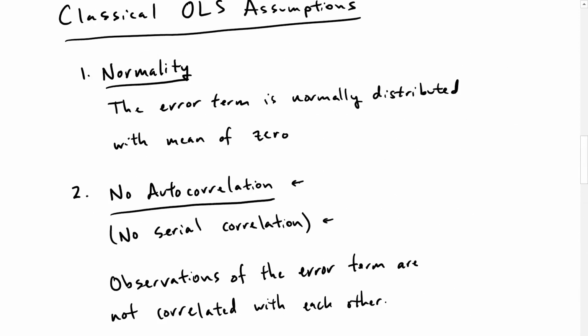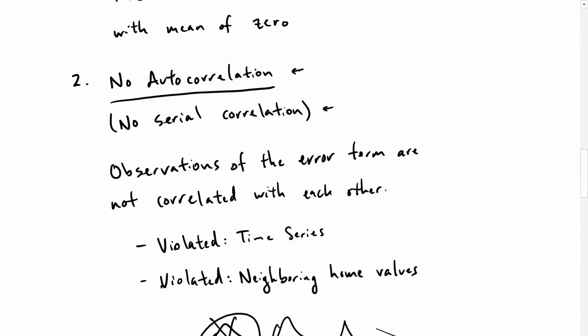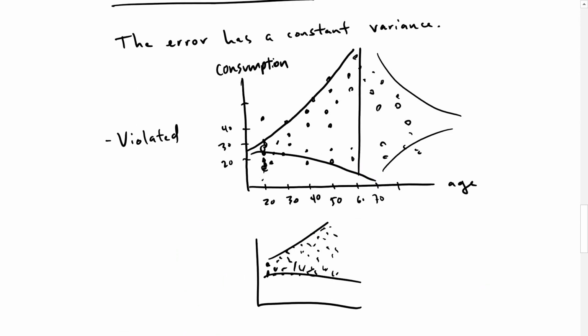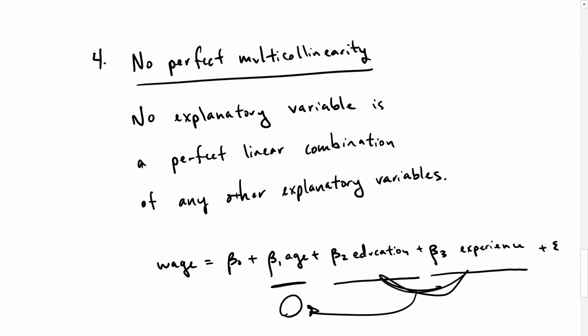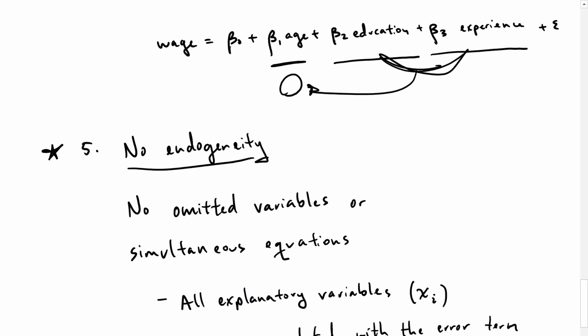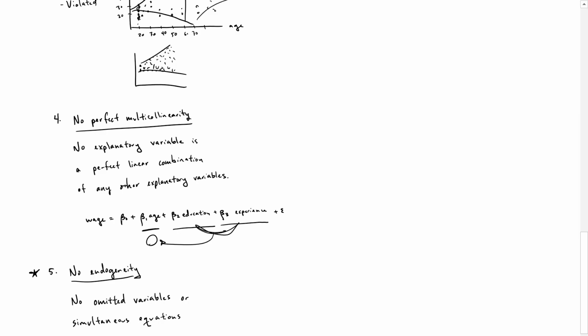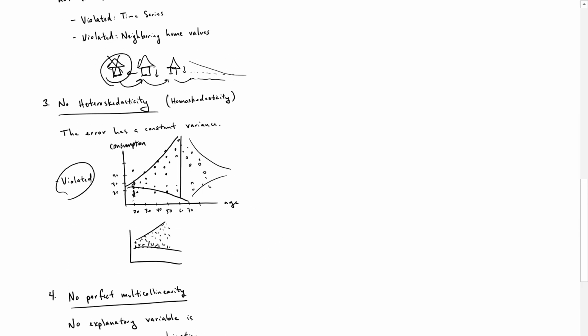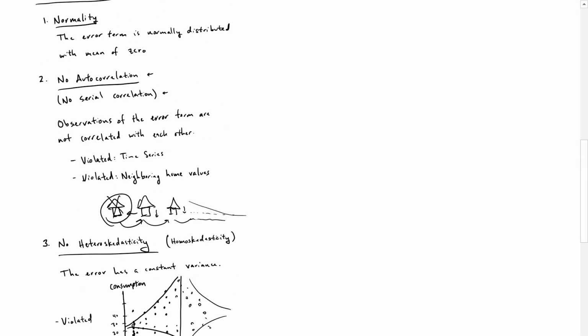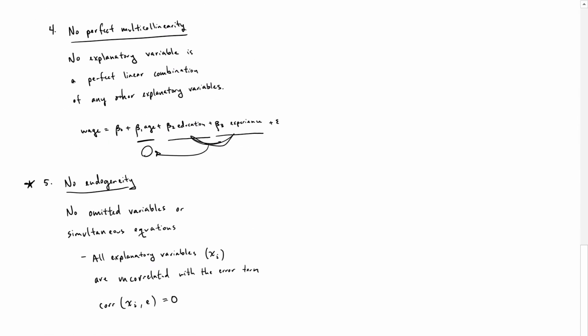But here are the 5 assumptions: normality, no autocorrelation, no heteroskedasticity, no perfect multicollinearity, and no endogeneity. In the next video, I'll talk a little bit more about some of these violations of the assumptions, and then we'll talk in quite a lot more detail in a separate video on endogeneity and how it can come from these 2 sources.